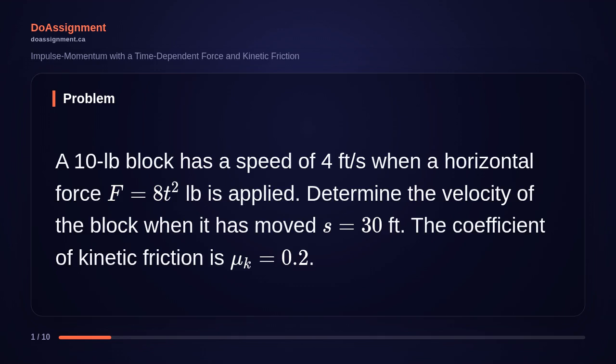A 10-pound block has a speed of 4 feet per second when a horizontal force F equals 8t squared pounds is applied. Determine the velocity of the block when it has moved s equals 30 feet. The coefficient of kinetic friction is mu sub k equals 0.2. Now let us work through the solution step by step.